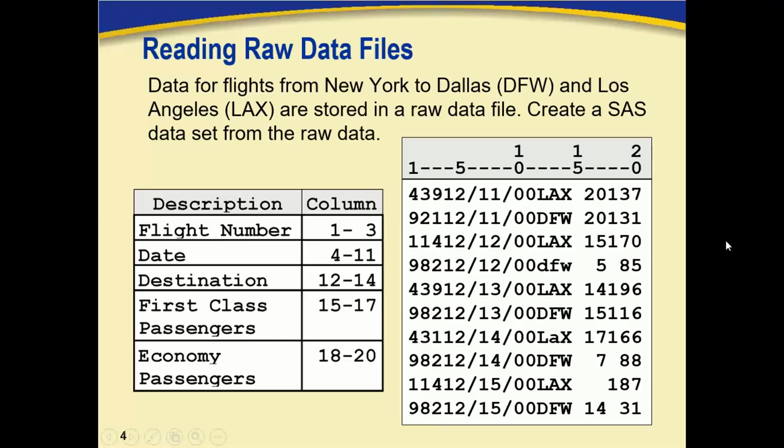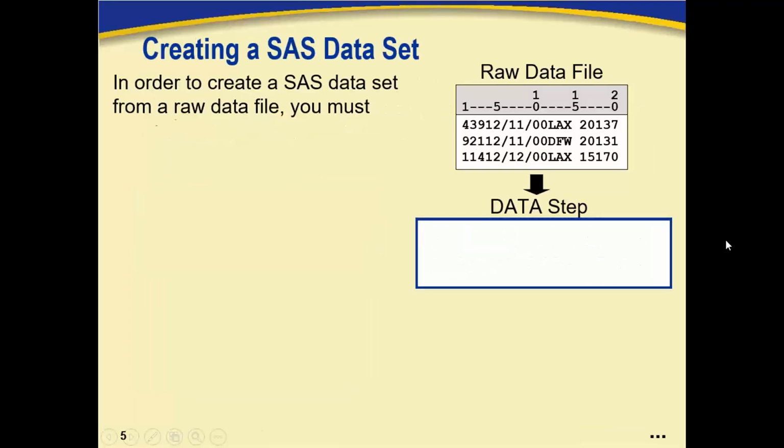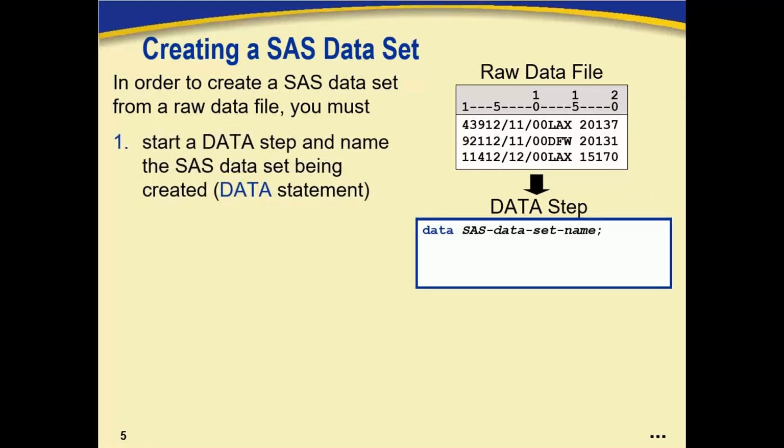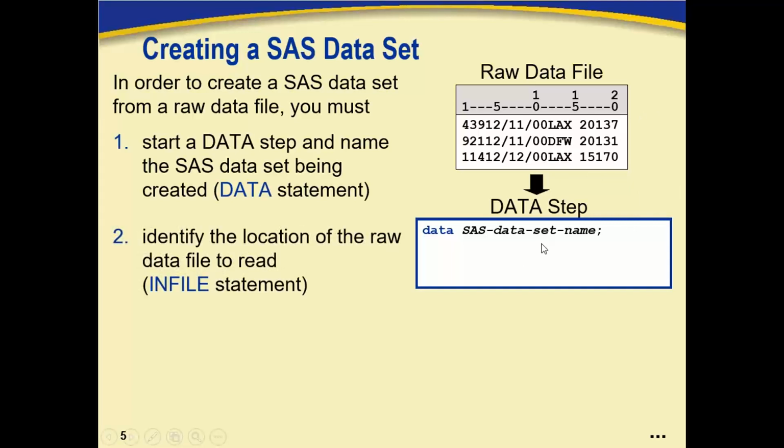Okay, now let's see how we are going to read it. To create the data set of your raw data file, you need to start with the data step and the name of the SAS dataset being created. To create the SAS dataset, first you need to have the data step. Once the data step is ready, identify the location of the file by using the infile statement.